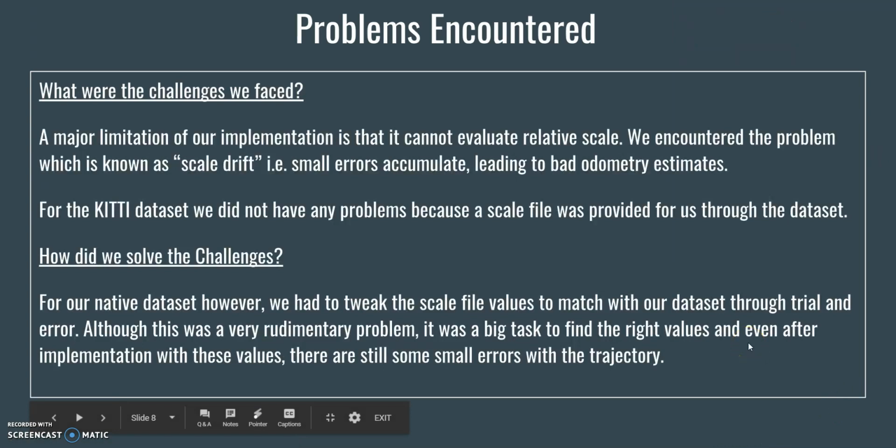It's because for the KITTI dataset we had a scale file, but for the natively generated dataset we did not have a scale file, so we had to come up with the right values using trial and error, and therefore even with these values, there are small errors in the trajectory.